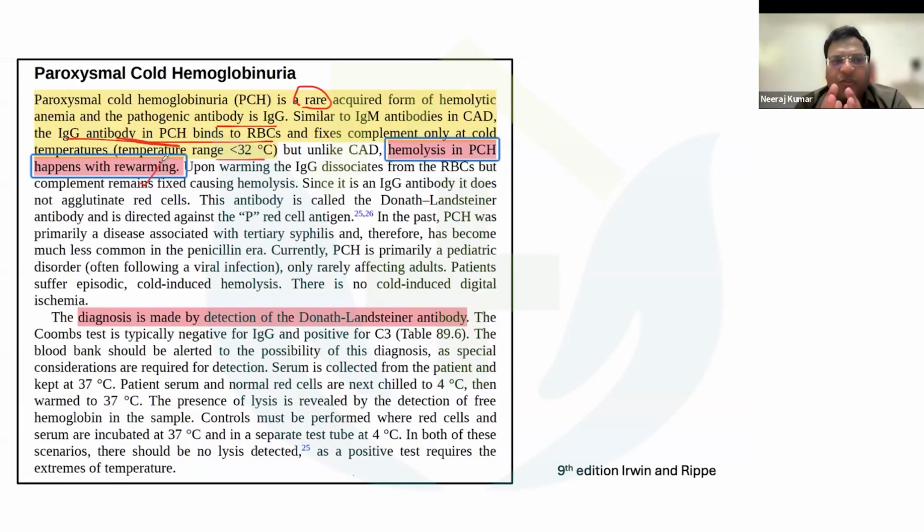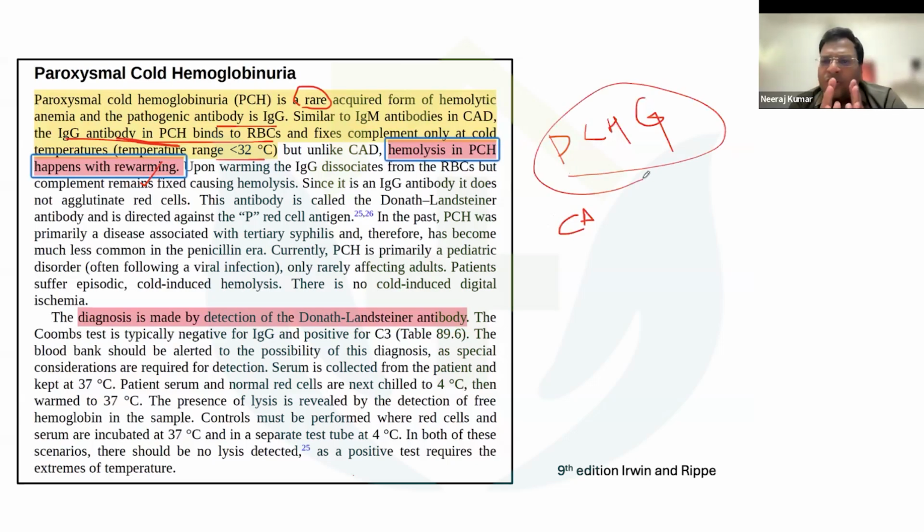So there is a very close association between PCH and CAD. If you try to remember PCH, it is PCH and then G. So G is for IgG antibody, and for CAD it is M. So remember PCHG, and you can remember paroxysmal cold hemoglobinuria is for IgG antibodies, and here the IgG binds to RBC at less than 32 degrees Celsius, but a strong binding happens in CAD at 4 degrees Celsius, and that is for IgM antibodies.